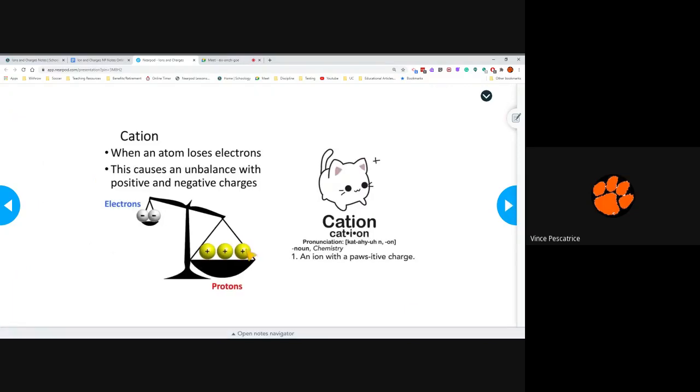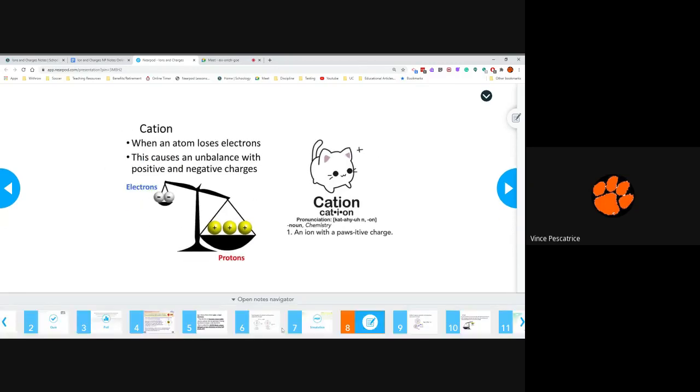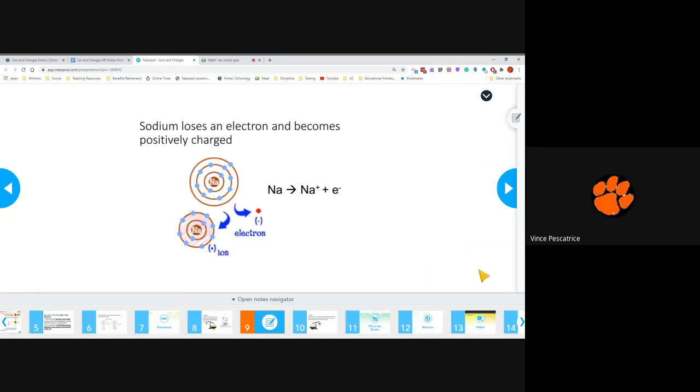So when we give or take away electrons, we form these ions, and a positive ion is called a cation. This is one where they will lose an electron in order to get to 8. Let me show you an example of that first, and I'll go back to that slide.